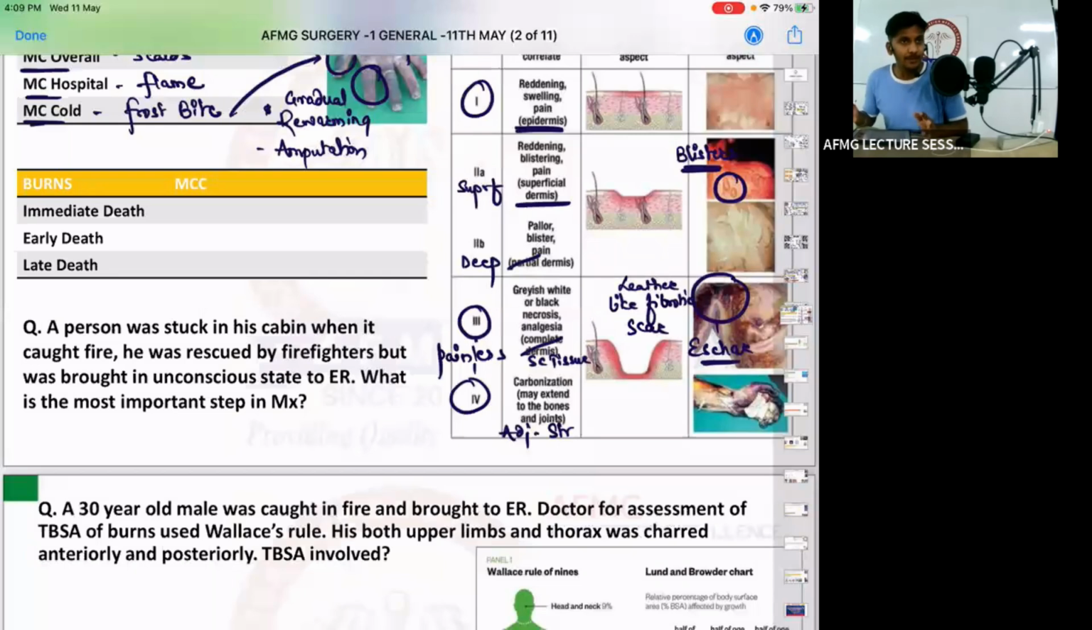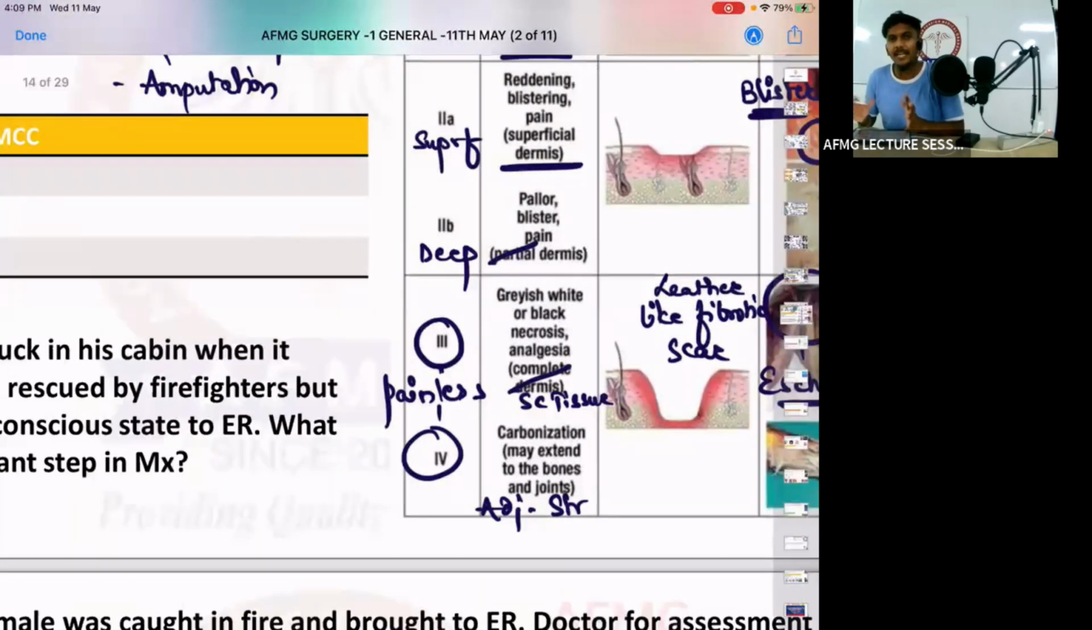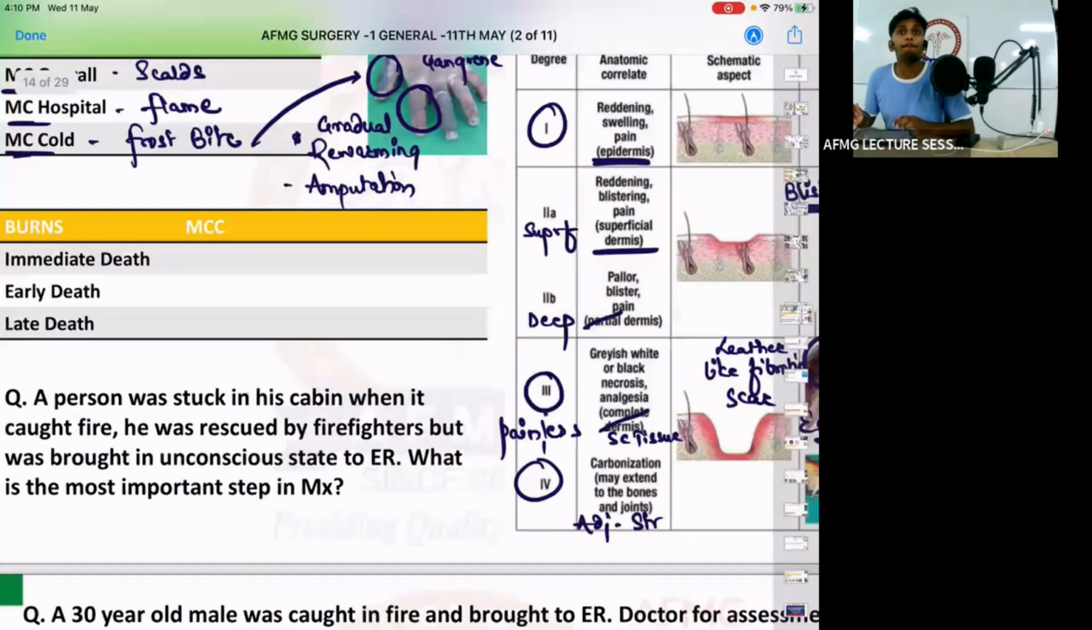In grade 2 deep it can also happen. If the nerve endings are damaged, it can also be a painless burn, but sometimes pain can be seen. Now it depends on how much structure is affected. Okay?